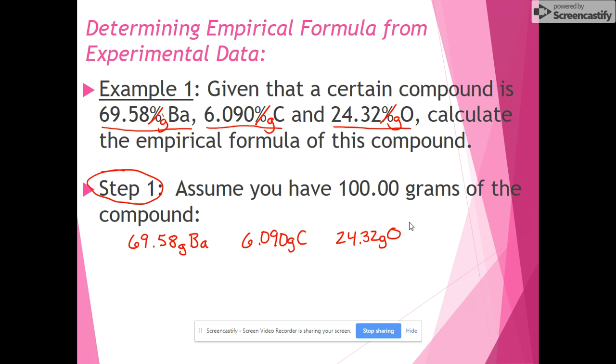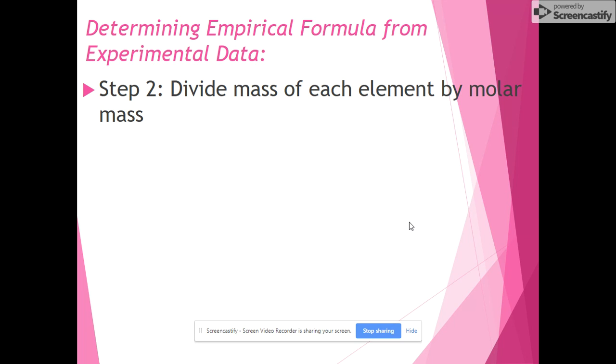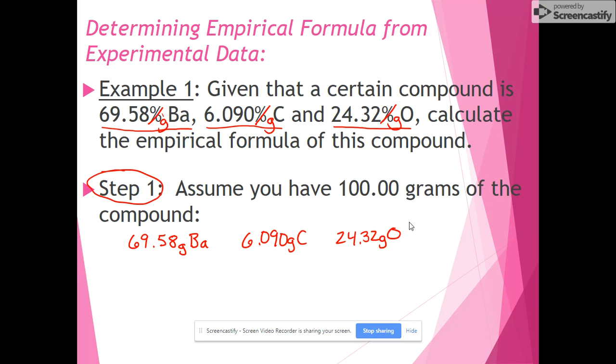Now, I have the steps written out separately, but feel free to do your work together. You don't have to write everything over for each step. So for step 2, it says divide the mass of each element by the molar mass. Our molar mass, again, comes directly from the periodic table. Barium has a mass number of 137.327 grams per mole. Carbon has 12.011 grams per mole. And oxygen has 15.999 grams per mole.